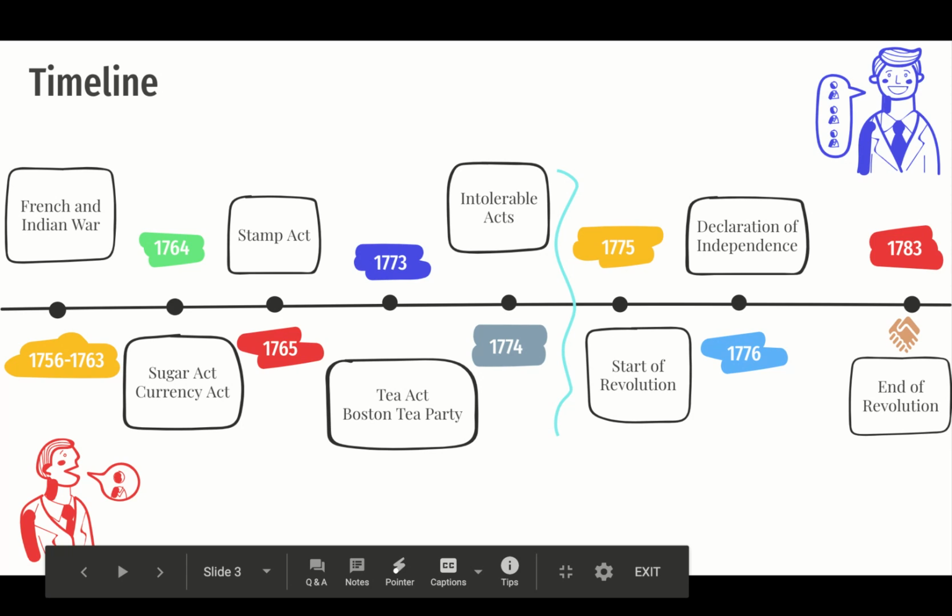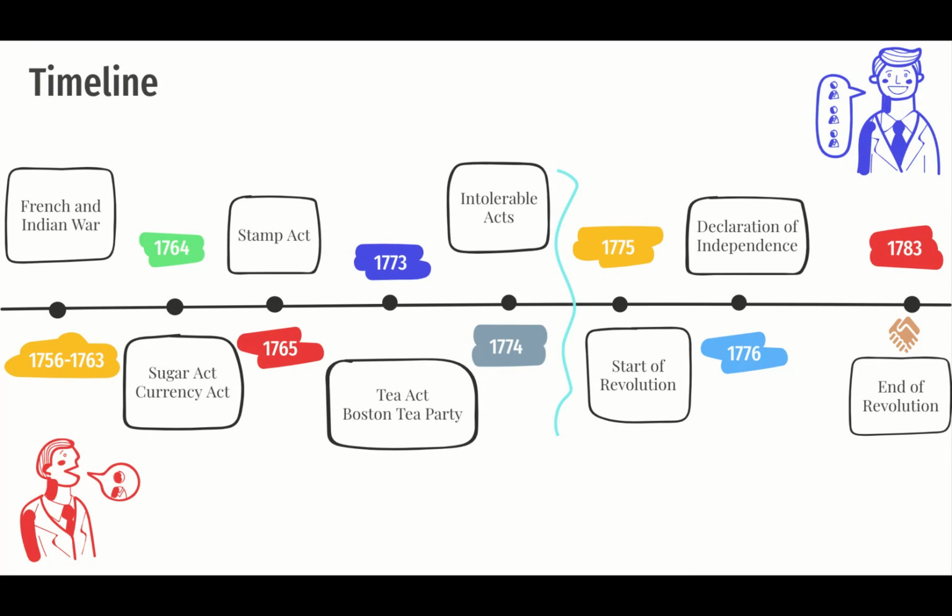We wanted to start off talking about the French and Indian War, which happened from 1756 to 1763, and we'll end talking about the Intolerable Acts, which is 1774. We also left in the start of the Revolution, the Declaration of Independence, and the end of the Revolution, just to give you a visual idea of when all of these happened.